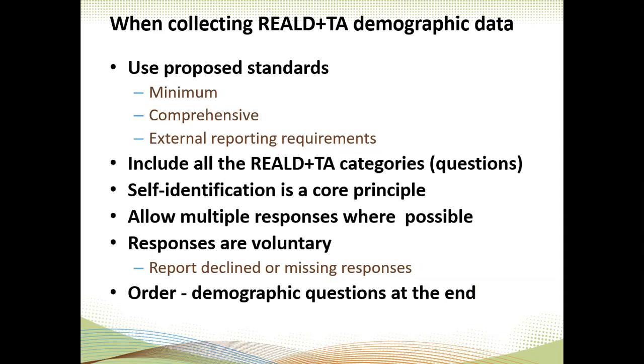When you do collect demographic data, identification is a core value and core principle of this work. You should never make assumptions and decide on somebody's demographics for them. So it's really important that people are allowed to fill this out, that you allow multiple responses where possible. And usually this is just generally a best practice. People are complex, their identities are complex, and folks should be able to identify multiple answers underneath a particular question if that's what's representative of them and their identity.